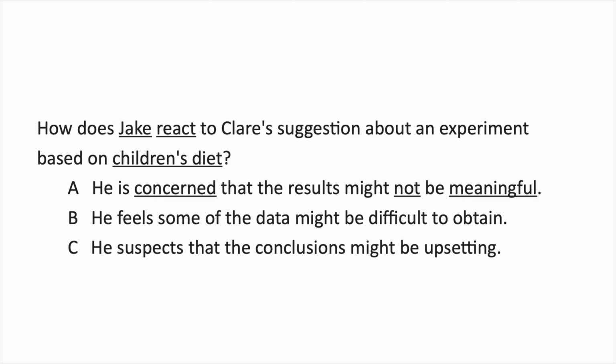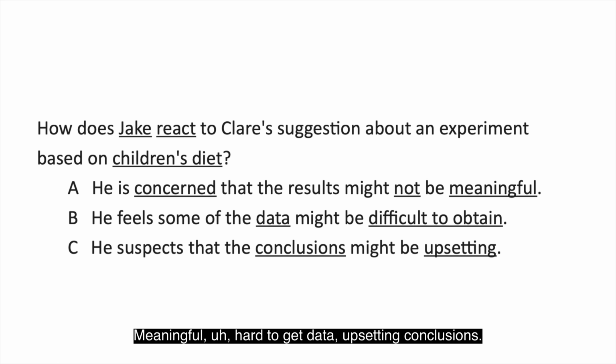And B is he feels some of the data might be difficult to obtain. I underline data and difficult to obtain. C, he suspects that the conclusions might be upsetting. I underline conclusions and upsetting. Good. Now I know what to listen for. Meaningful, hard to get data, upsetting conclusions.